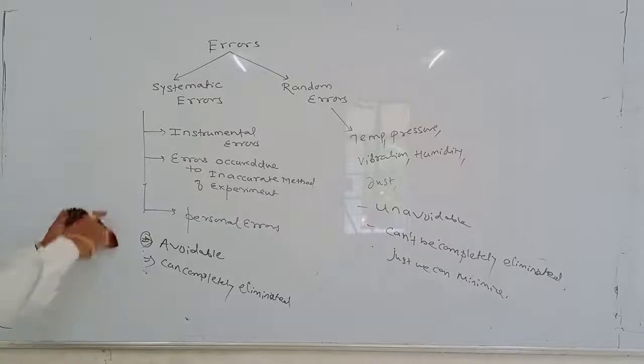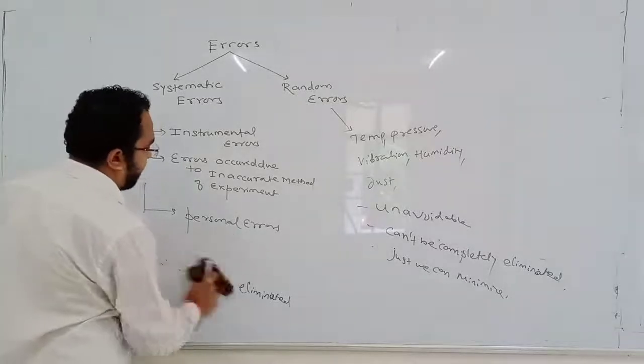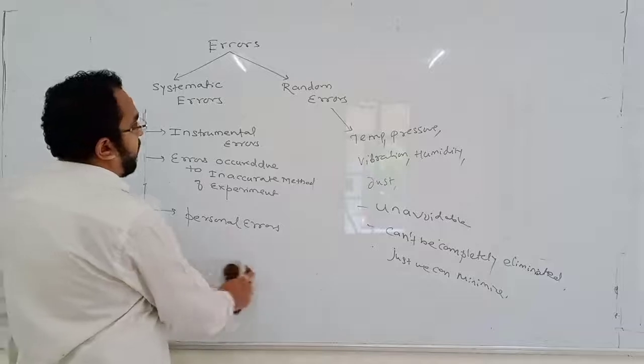Now we will see the three types of systematic errors one by one. The first type, instrumental errors.